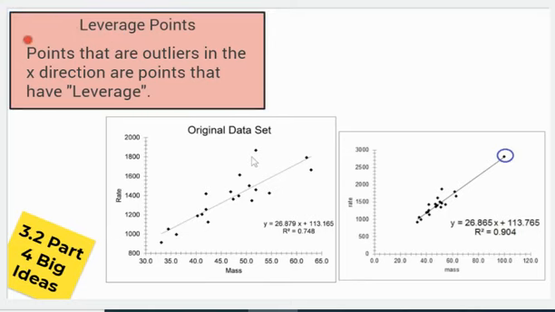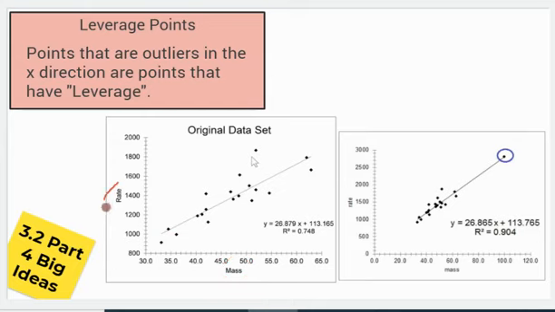Well, the definition of leverage points would be points that are outliers in the x direction are points that have leverage. It's very important that we recognize that points that are outliers in the x direction are points that have leverage.